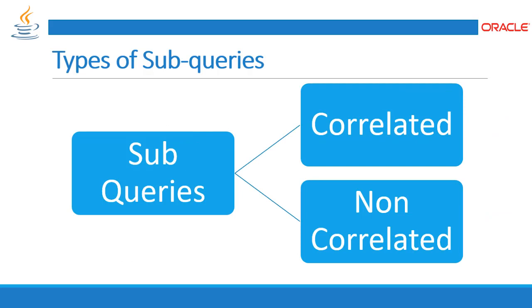Let's talk about the types of subqueries. There are technically two types of subqueries. One is correlated and another is non-correlated. Let's discuss the correlated subqueries. Correlated subqueries are those queries that can't be considered independent queries, but they can refer to a column in a table listed in the FROM list of the main query.